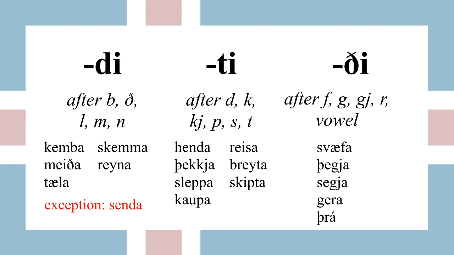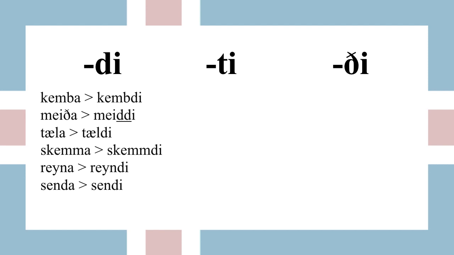So let's look at some of these examples in the past tense. So kempa becomes kemti, meiða becomes meiti, and notice here that we don't have eth, d next to each other, so the first eth turns into another d, so we have two d's. Tæla becomes tælti, skemma becomes skemti, reyna becomes reynti, and senta becomes senti.